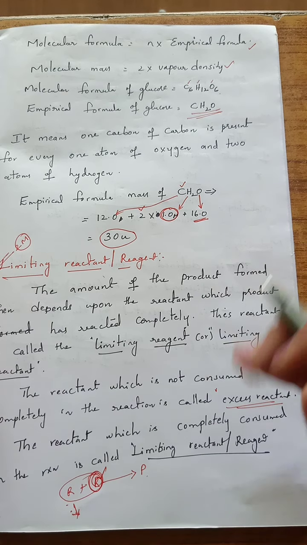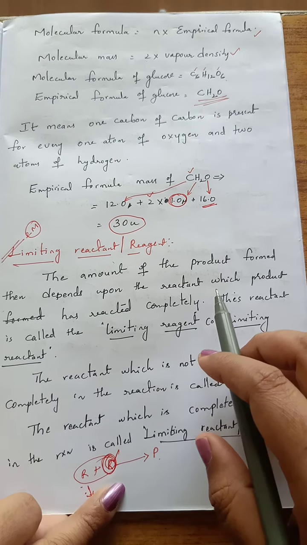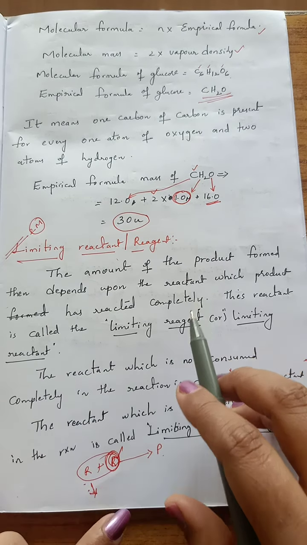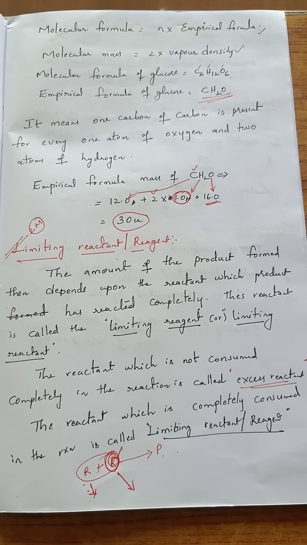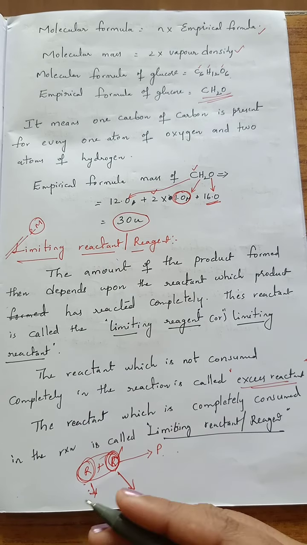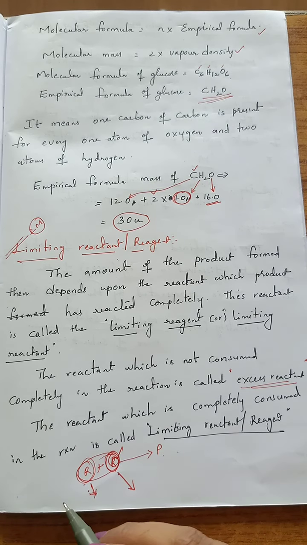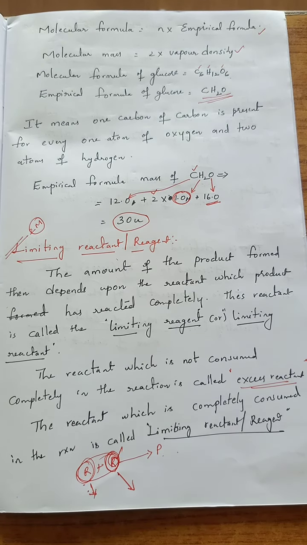Listen carefully. For the formation of product, product formation always depends upon the reactant. Whatever reactant is completely involved in the reaction for the formation of product is known as limiting reagent or limiting reactant. One more reactant or reagent that we have taken, which is not completely consumed in the reaction, is known as excess reactant or excess reagent. That means still some amount of reactant is left over though the product is formed. That means this is not completely consumed in the reaction. That's why it is known as excess. It is in more amount. That is why it is known as excess reactant.